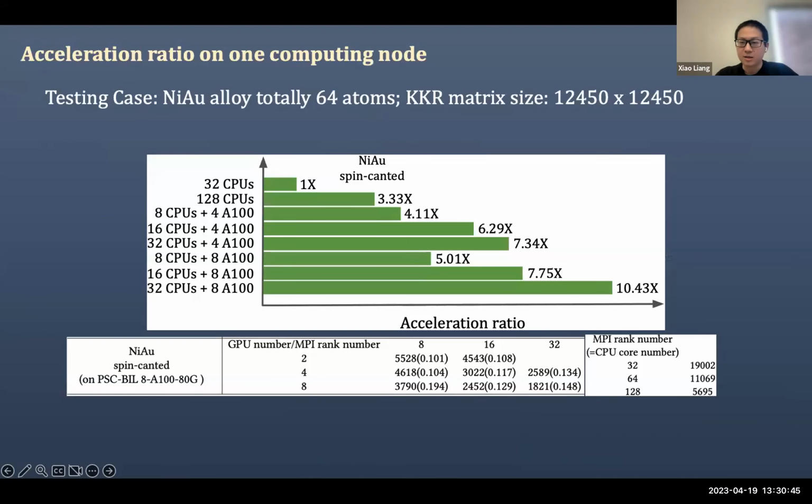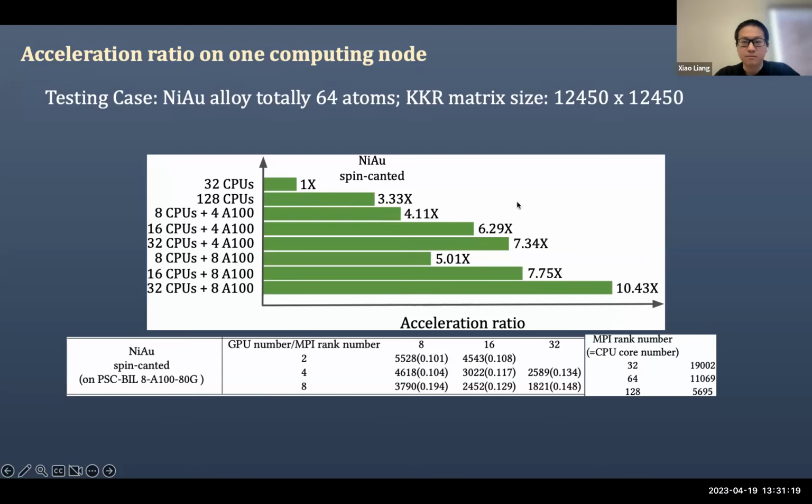Let me present the acceleration results. In this testing case, the rank of the KKR matrix is 12450, and inverting the matrix this large will be significantly accelerated on GPUs. Here, the baseline of the acceleration ratio is the CPU case with 32 MPI ranks. Here, MPI rank number is the CPU core number. The MPI processes are evenly distributed on multiple GPUs when GPUs are involved.